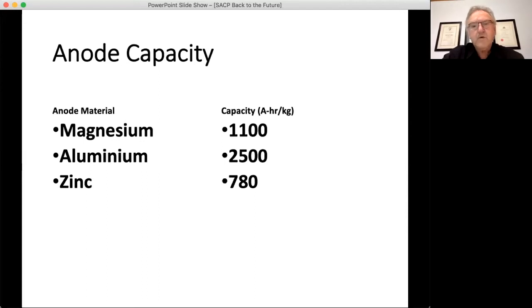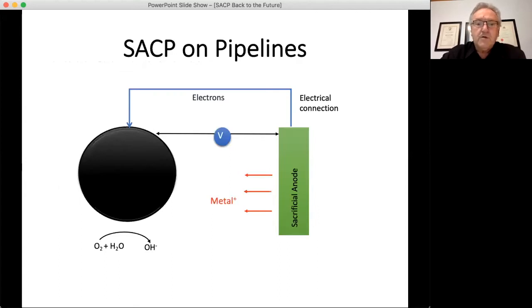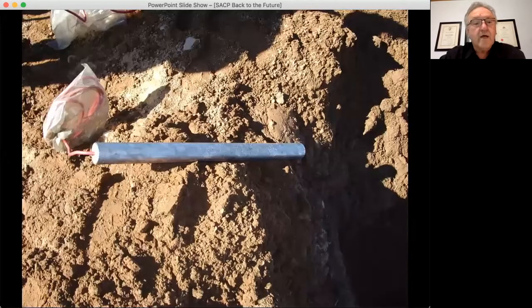So in order to determine whether or not our system is going to work, we need to make sure that we actually have enough material in the ground to be able to deliver the current we need for the design life. In a pipeline situation, we have the pipeline, which is literally the same as our little laboratory experiment. There's the pipeline, and it is connected via a cable to a sacrificial anode. That's what it looks like in real life.